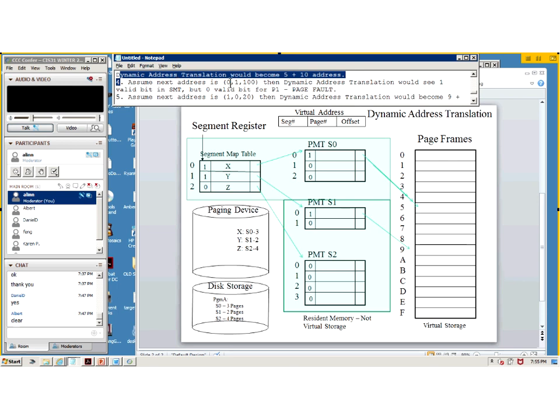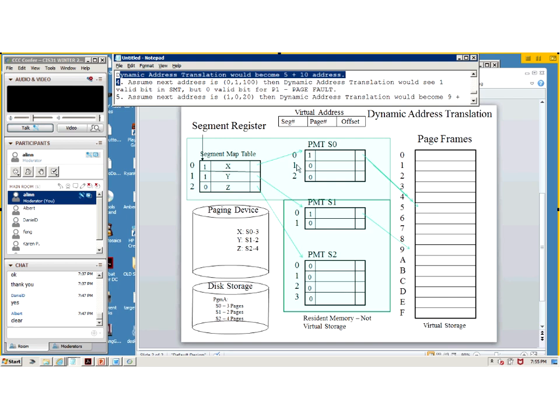Okay, assume the next address is 00100. Then dynamic address translation would see a 1 valid bit here. So the dynamic translator looks here first. Is it in memory? Is any part of that segment in memory? Yes. Continue. Pull up this address of this.